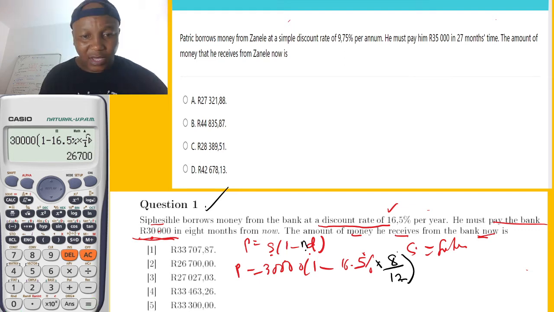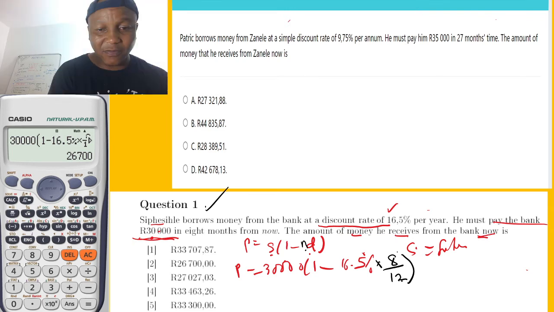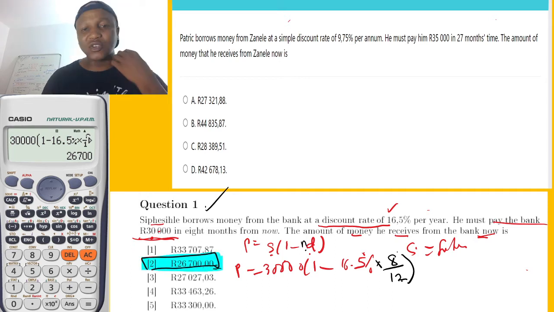Okay. So that's going to be option number 2. So option 2 is the correct answer. You can just do this. Okay. The correct answer. So even the next one, we're going to do the same approach.